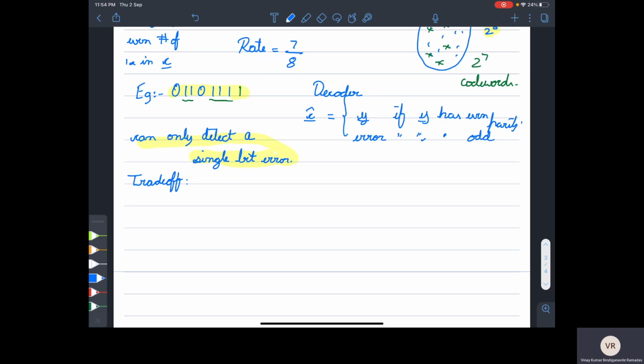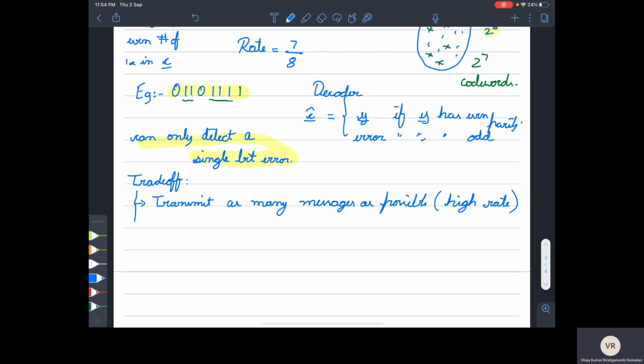What is the trade-off? The trade-off is to transmit as many messages as possible, which is the same as saying high rate. You want high rate. At the same time, you also want error correction capability.